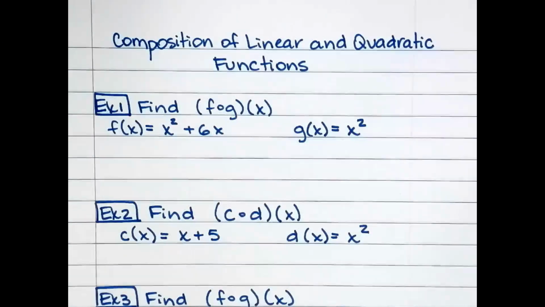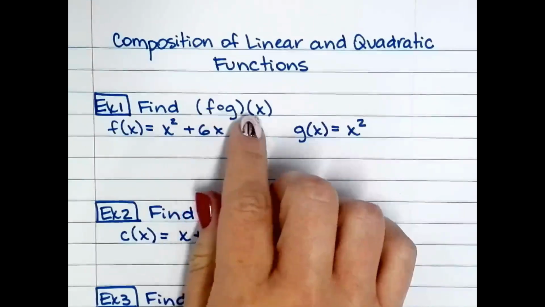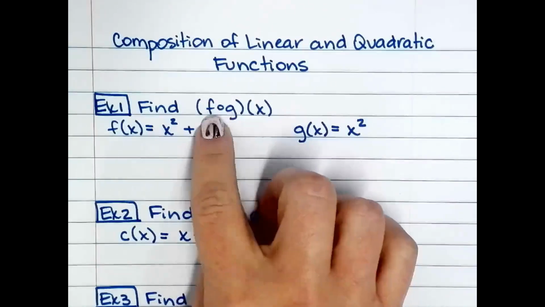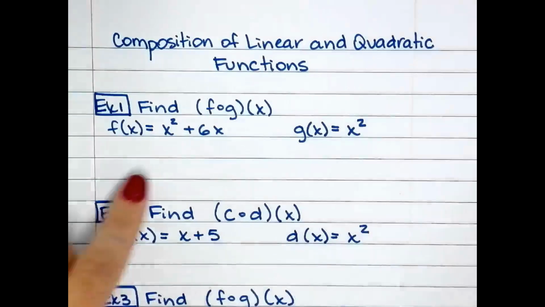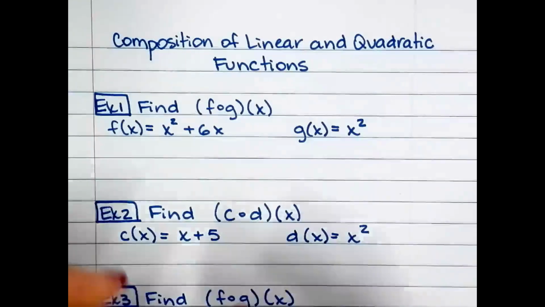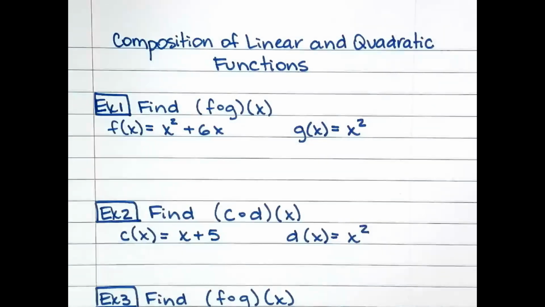Through how to find the composition of linear and quadratic functions. So here, the way you read it, you read f compose g of x. Not f dot, not f times, it's f compose g of x. That means we're creating a new function that is composed by the f and the g function.